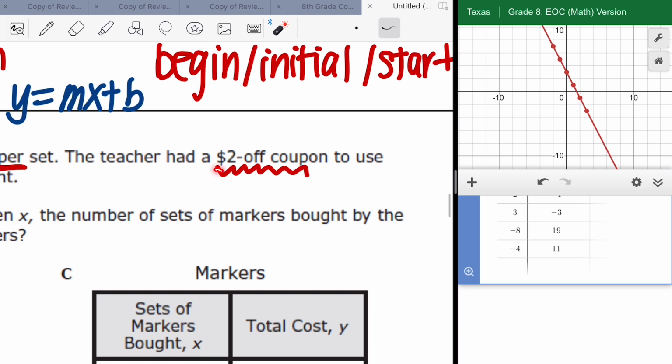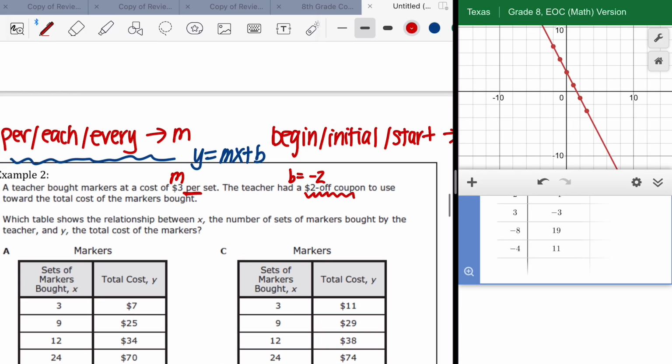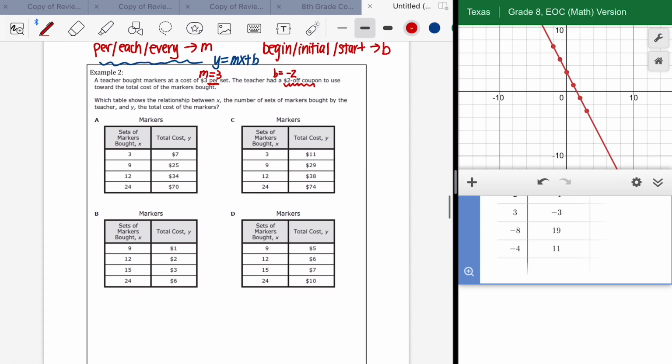But I know it's a $2 off coupon. What does it mean? So if you pay $5, but you get a $2 coupon, what do you actually pay? $3, right? 5 minus 2. So the coupon means it is going to be a -2. So this number will be my B, which is -2. So if you have M equal 3, B equals -2, will we be able to write an equation by using y equals mx plus b, which is 3x plus -2.